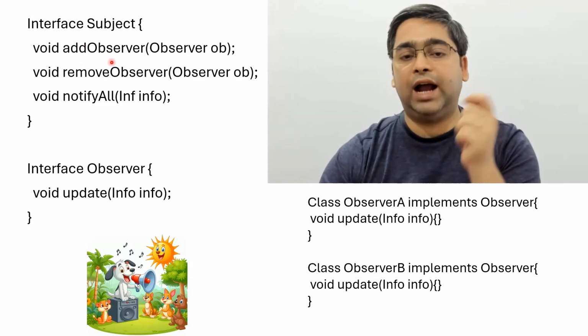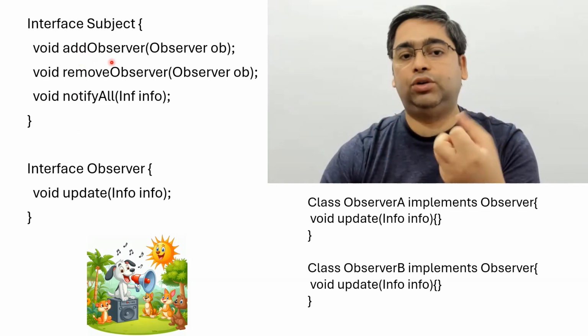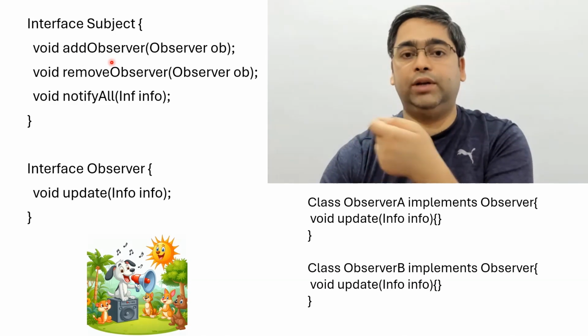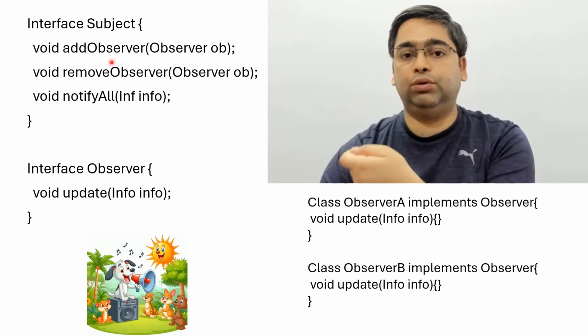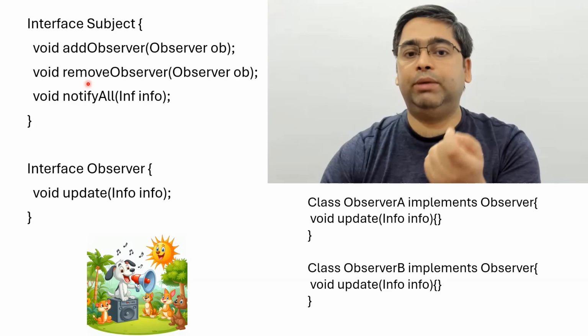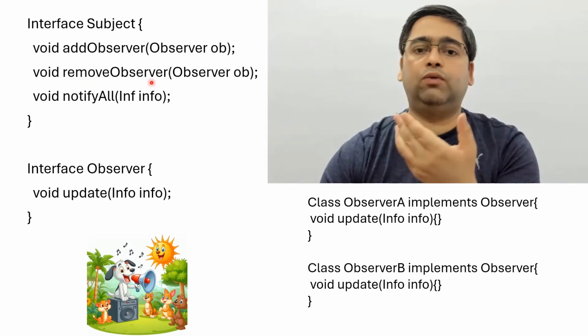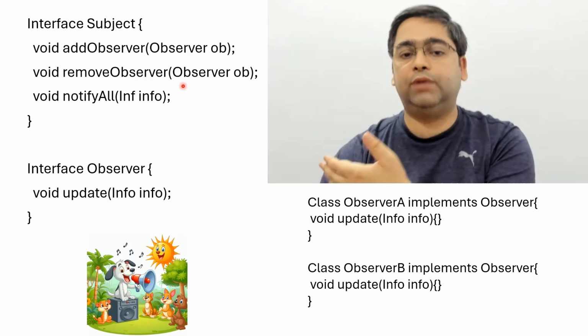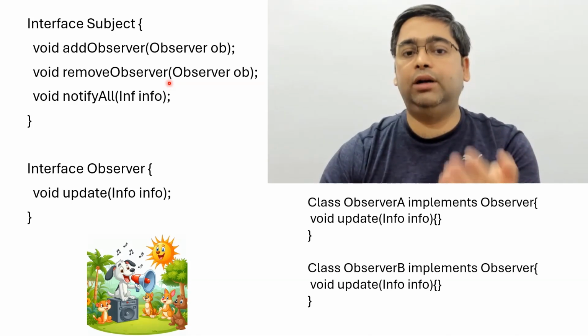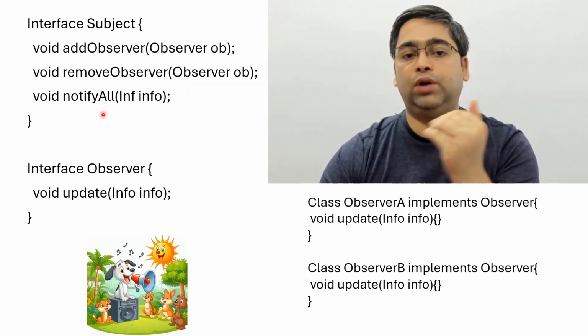The first one is add observer. It will keep a list of observers so that it can notify them whenever changes happen to the data. There is the optional method remove observer. If you do not need to remove observers, then you do not need to have this method. And then finally there is the notify all method.